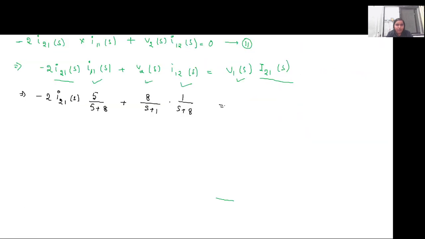V1 is given 10 u of t. So it is 10 by S into I21 of S. Now this is just one single equation and you can calculate I21. Could you please solve this and let me know if you have the answer? So it is 10 by S plus 10 by S plus 8.